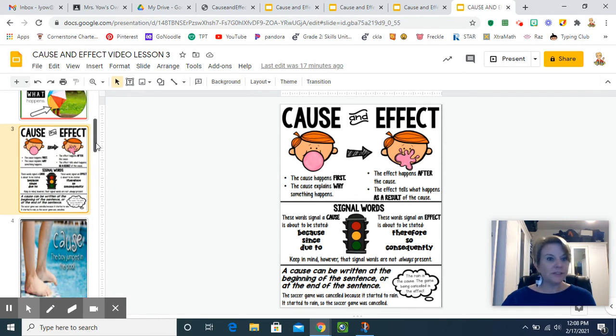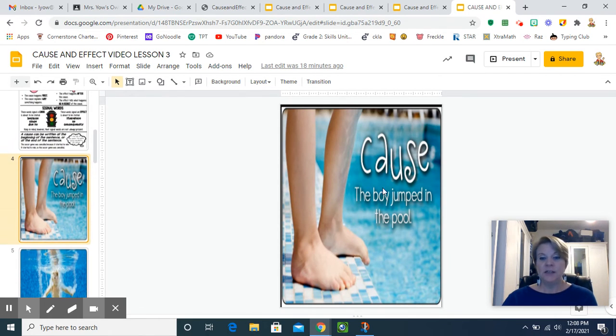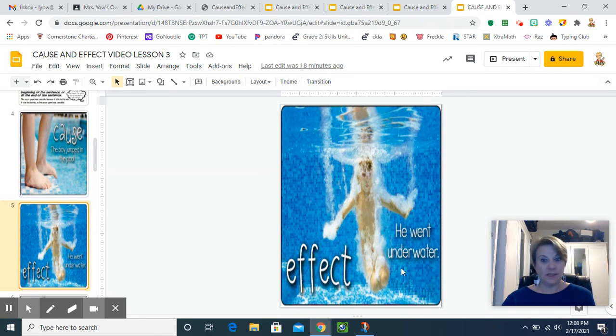All right, so what we're going to do today is I'm going to show you some pictures of a cause, and we're going to come up with what the possible effect for that cause is. Just an example, you have a picture of someone getting ready to jump in the pool, and the cause says the boy jumped in the pool. What would be the effect of the boy jumping in the pool? The effect is that he went under the water. All right, so that's what we're going to do.